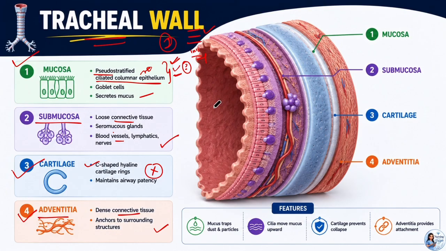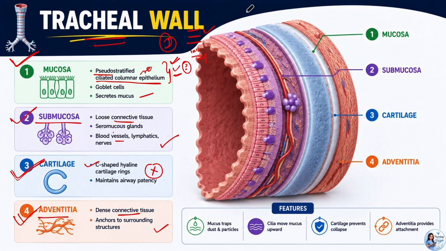So, if we summarize, the mucosa layer protects and cleans, the submucosa layer supports and nourishes, whereas the cartilage layer keeps the airway open and adventitia holds everything in place. Together, these layers ensure that every breath reaches the lungs safely and efficiently.